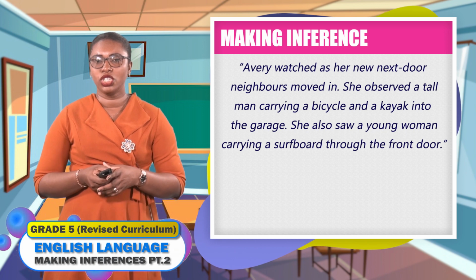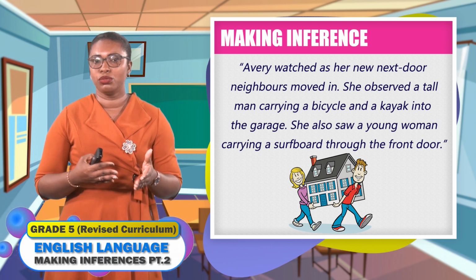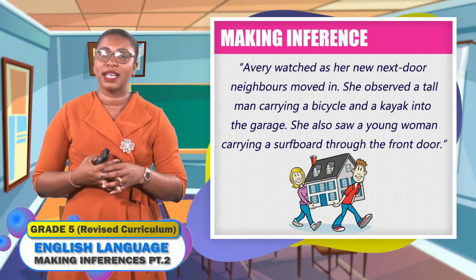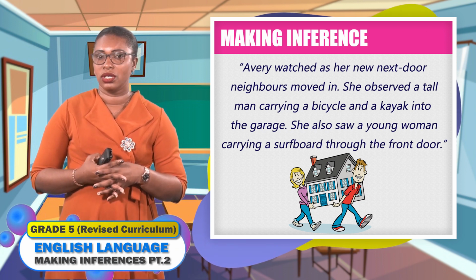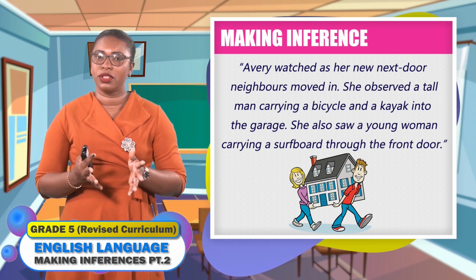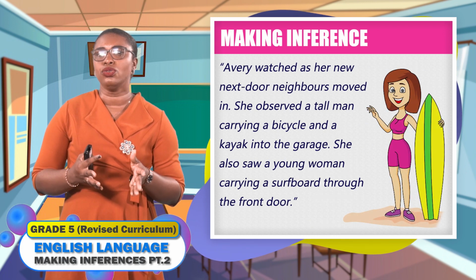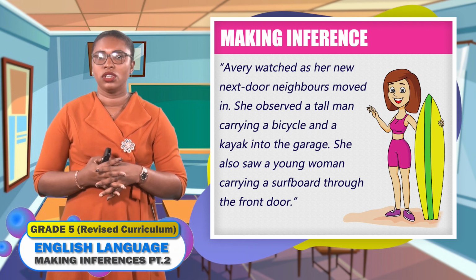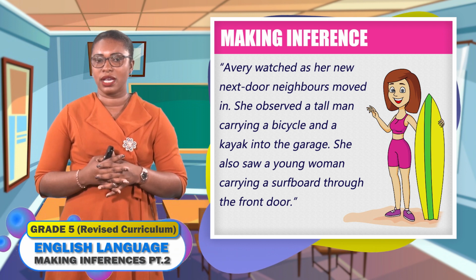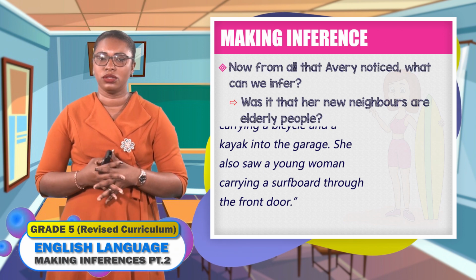Here we have another short passage. Avery watched as her new next-door neighbor moved in. She observed a tall man carrying a bicycle and a kayak into the garage. She also saw a young woman carrying a surfboard through the front door. Let's read that passage again. Avery watched as her new next-door neighbors moved in. She observed a tall man carrying a bicycle and a kayak into the garage. She also saw a young woman carrying a surfboard through the front door.